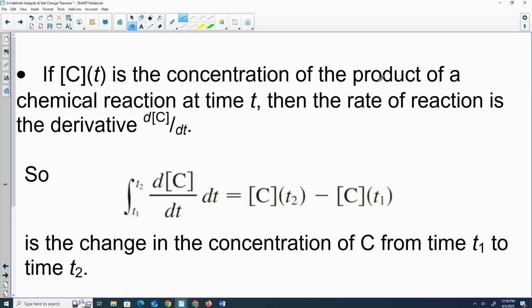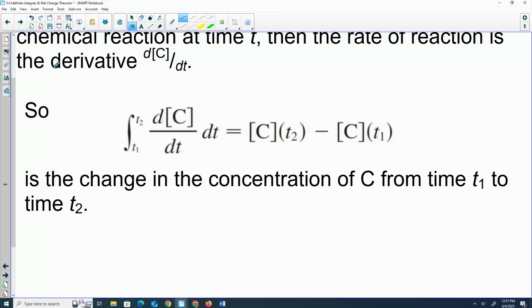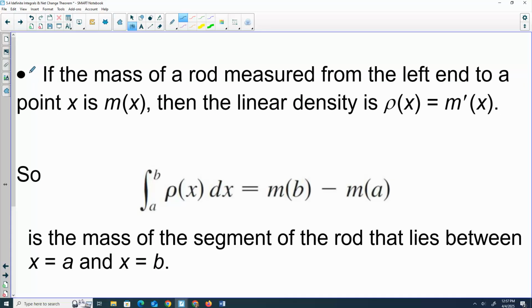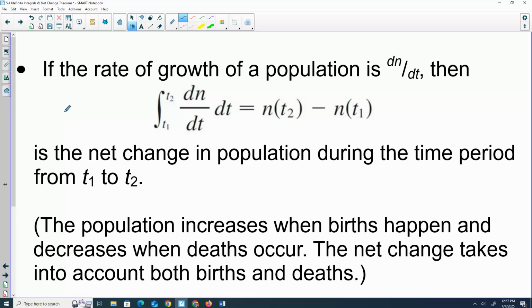Oh, okay. In water chemistry, C of T could be the concentration at a given point in time. So the derivative of that is the rate of the reaction. So then going backwards would be the amount your product changed between two periods of time. So let's do these problems. We talked about some of these when we started with what is a derivative and how it applies. If you have the mass of a rod, linear density is the derivative. So if you go backwards from the linear density, you're getting the actual mass between 2 points.